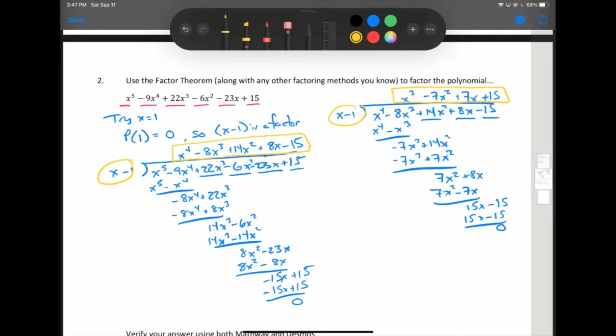Now, could we divide that again? The answer is probably, but I'm really running out of space. So what I think I'm going to do is just really quickly insert the blank document, and then we'll continue from there.